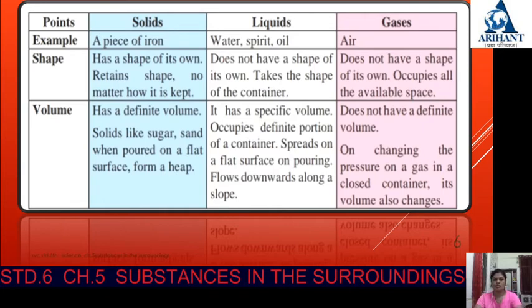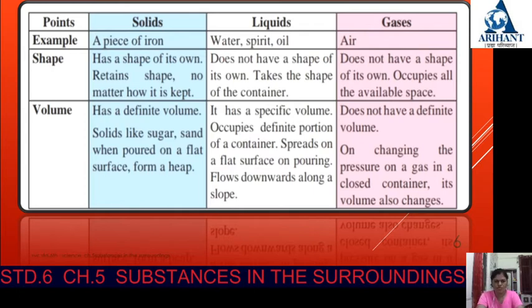Then the next is gas. The gas does not have a definite volume. On changing the pressure on a gas in a closed container, its volume also changes. In a pressurized container, you can see an example of the volume of the gas. We can add the gas into containers in a pressurized manner. So what happens when we change the pressure of the gas in a closed container? Its volume also changes, that is, it gets spread. That's why we see gas leakage in our kitchen.